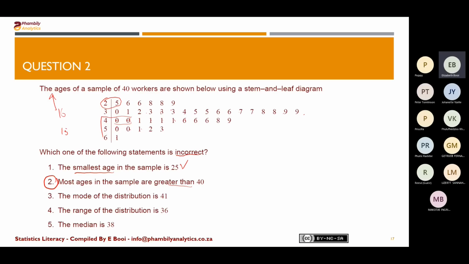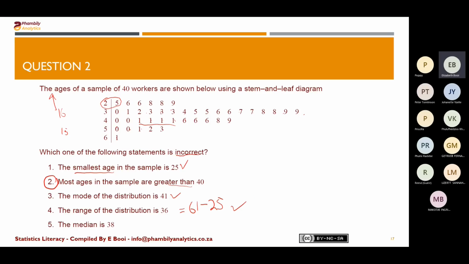The mode of the distribution is 41. The number that appears more than the other numbers, is it 41? That is correct, because 41 appears 4 times. The range of the distribution is 36. How did they find the range? The highest number minus the lowest number. So it was 61 minus 25, and that will give you 36. Yes, that's how they got it.